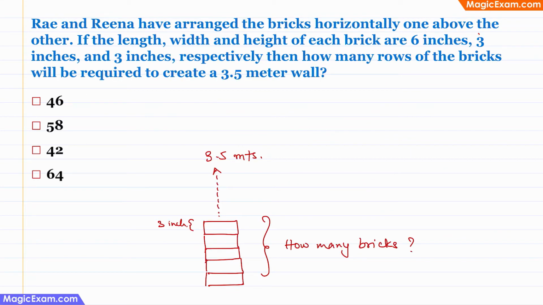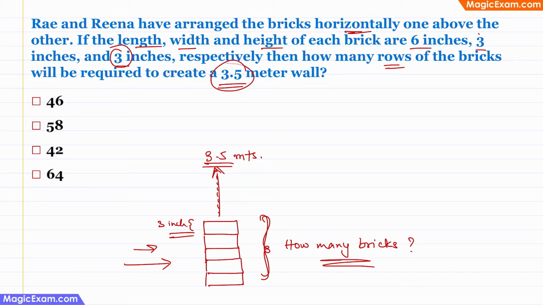Rae and Reena have arranged bricks horizontally one above the other. If the length, width and height of each brick are 6, 3 and 3 inches respectively, then how many rows of the bricks are required to create a 3.5 meter wall? So the bricks are arranged horizontally like this, and the height of each brick is 3 inches. So we have to reach a height of 3.5 meters. So how many bricks are required to reach 3.5 meters?